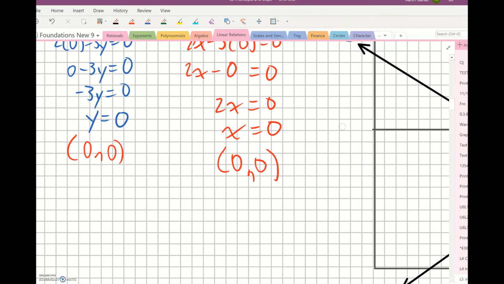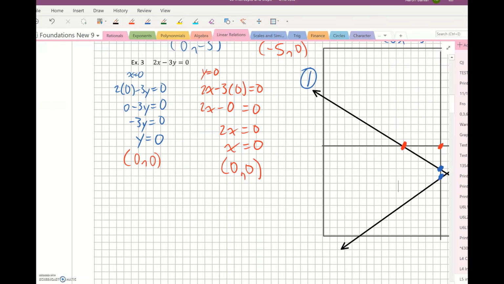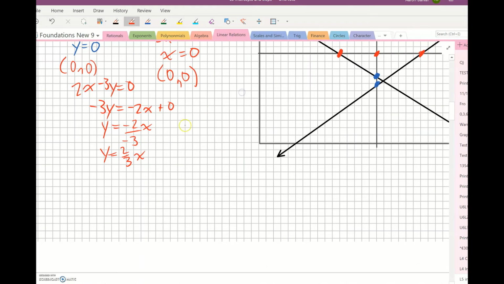So what we're going to do is turn it into y equals. So we have 2x minus 3y equals 0. We'll move 2x to the other side and get negative 3y equals negative 2x plus 0. And then we'll get y equals negative 2x divided by negative 3. So y equals positive 2/3 x. We don't need to add the 0, and that's it. So how do we graph that?